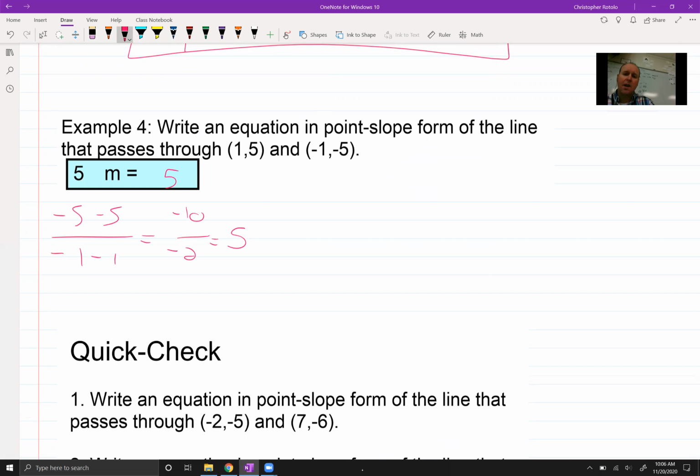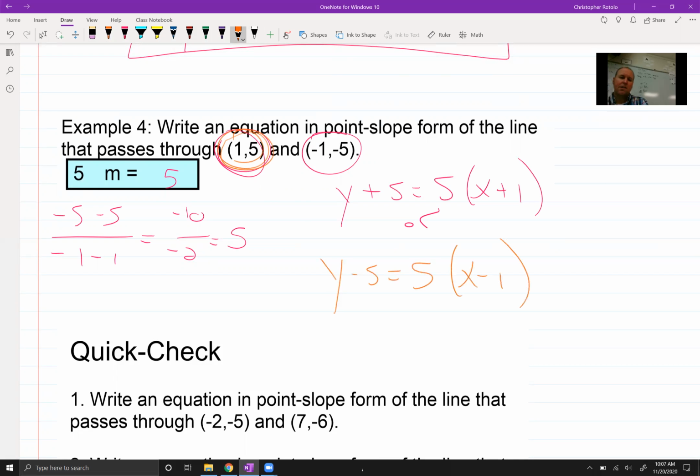Now the question is, which point do you want to use? And it really doesn't matter. Okay, so I'm going to start with all negative. That way I know my equation is all positive. Or if I want to, I can use the positive, so I know my equation is all negative. Okay, I just have to make sure x goes with x and y goes with y.